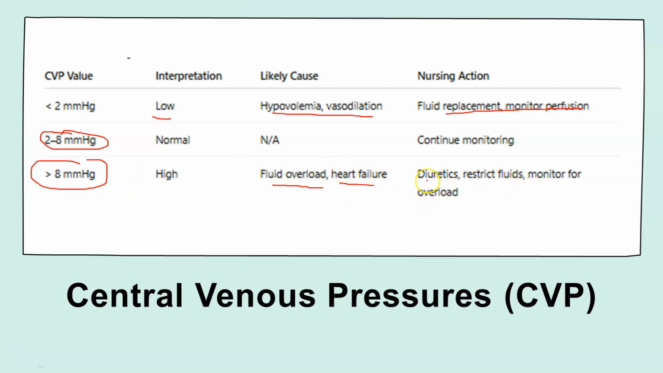So what do we do? We do what we need to do to get rid of preload. We can give them diuretics, we can do fluid restrictions, listen to lung sounds, because if you have fluid volume overload, where is fluid going to go? It's going to go in the lungs.